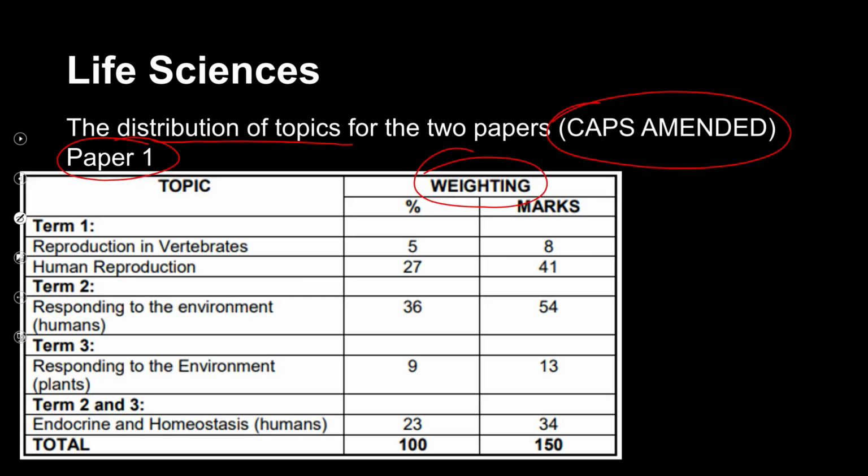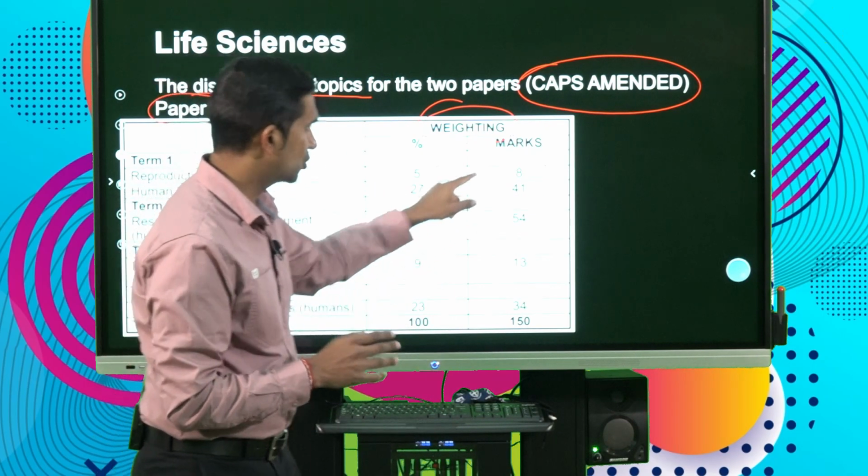Let's look at that. So in term 1, guys, you would have done reproduction in vertebrates. This is a relatively small section. It makes up 5% of your paper, and approximately 8 marks are set from this section. What does this mean? It means that if this topic is learnt really well, and if you've focused on the key concepts, you could easily score those 8 marks.